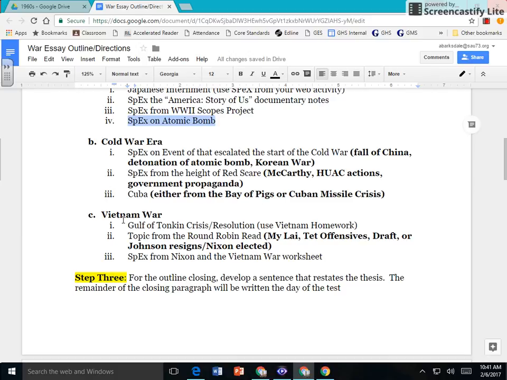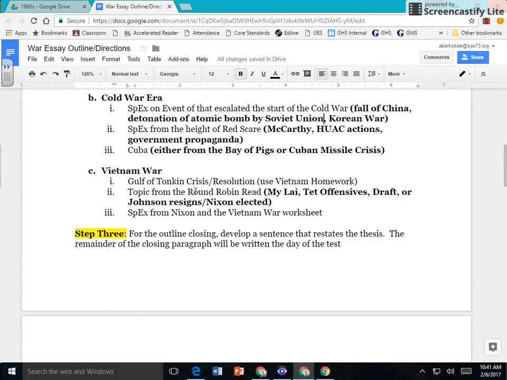For the Cold War era, I'm calling it early Cold War era, you're going to find a specs on an event that escalated the start of the Cold War, which would be either the fall of China, the detonation of the atomic bomb by the Soviet Union, or the Korean War. Or I want you to find the specs from the height of the Red Scare. That would come from your specs, the Red Scare prompt that you did as practice for this essay. That could be a McCarthy quote, HUAC actions, government propaganda, Dennis versus the United States, the Rosenberg case, etc. Choose one of those specs.